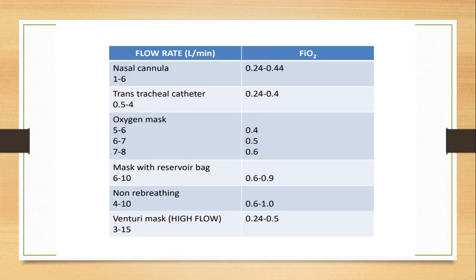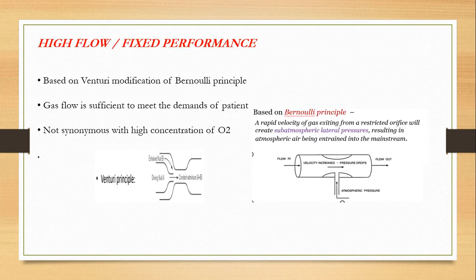So now depending on the flow rates, if we require oxygen at say about 1 to 6 liters per minute, the nasal cannula will deliver an FiO2 of about 0.2 to 0.4. A transtracheal catheter again will deliver about 0.2 to 0.4. An oxygen mask can deliver from 0.4 to 0.6 FiO2, and a reservoir can go up to 100% also. The non-rebreathing mask up to 100%, the partial rebreathing up to about 0.8.